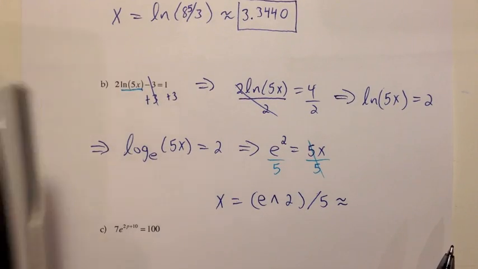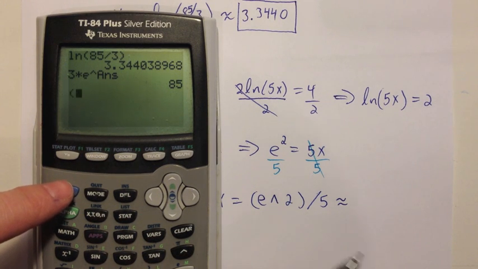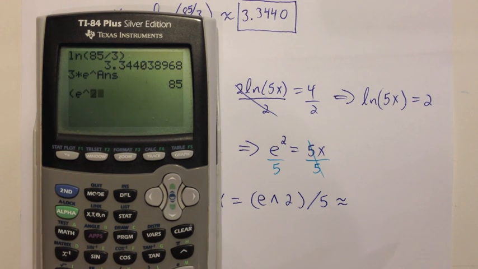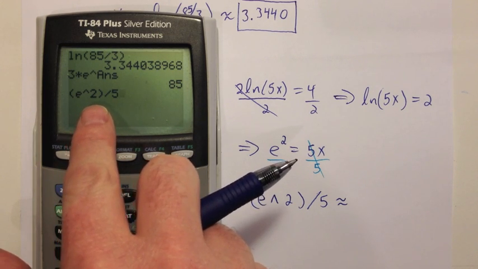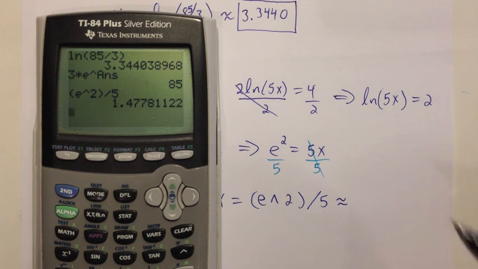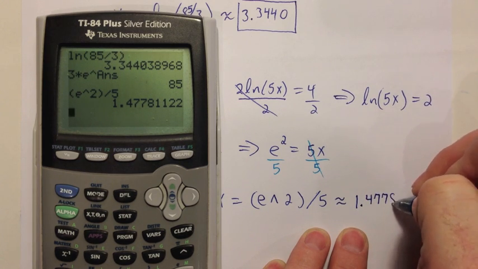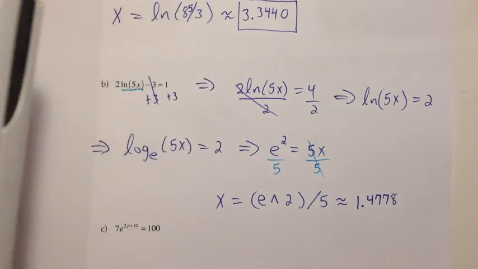So let me bring the calculator in. We'll take care of that calculation. So we want e raised to the second, and then that's going to be all divided by 5. I use the parentheses just to make sure that the 5 is happening after the exponent, but order of operations, exponents would have come before division anyways, but it doesn't hurt to kind of emphasize that with parentheses if you'd like. So I get 1.4778. And that should be my answer.